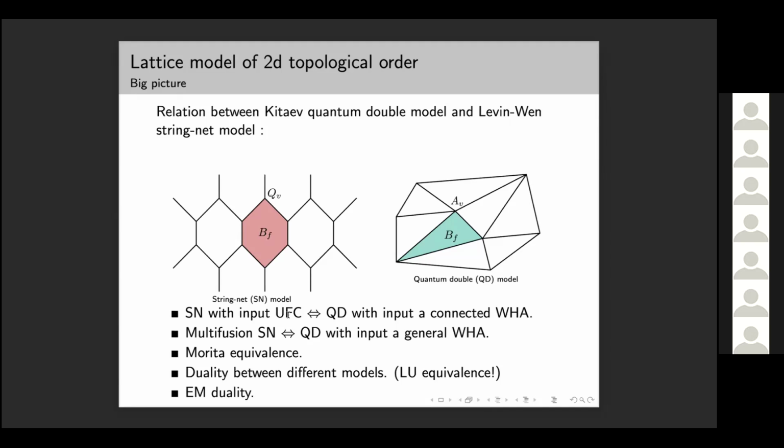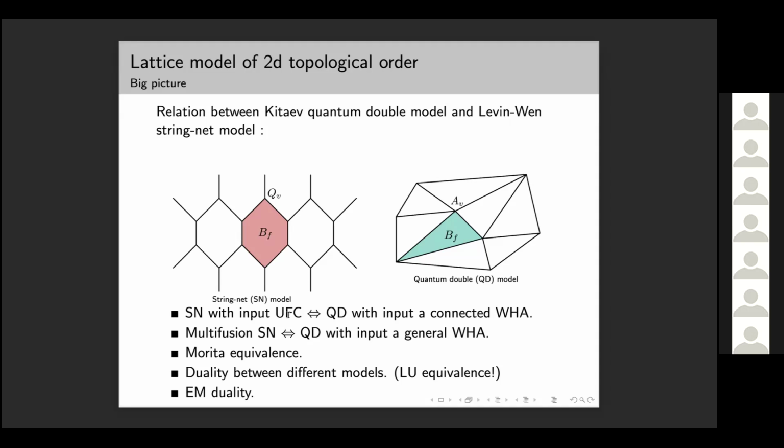And we know that if two lattice models realize the same topological phase, we call them Morita equivalent models for this topological phase. There is also some duality between different models. This duality is just related by local equivalence.